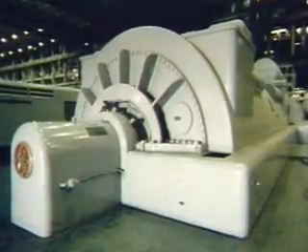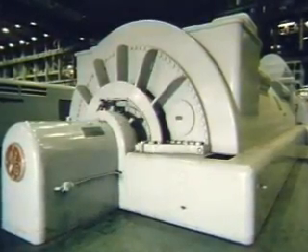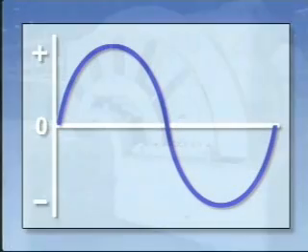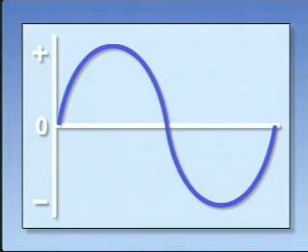Most generators in the United States produce alternating current at a frequency of 60 cycles per second. This graph of a sine wave represents one cycle of alternating current. A cycle starts with the voltage at zero. To complete one cycle, the voltage increases to the maximum positive value, drops back to zero, then increases to maximum in the negative direction. Finally, the voltage returns to zero again.